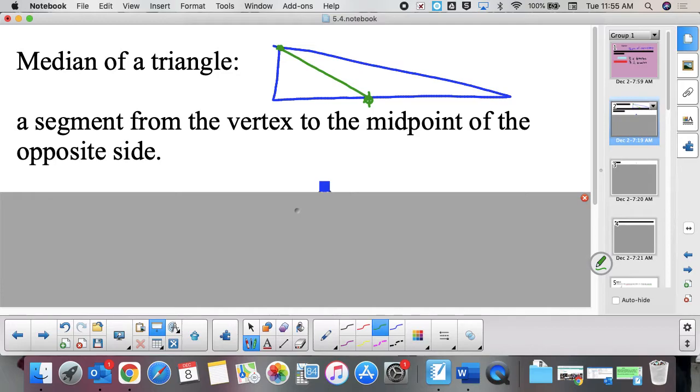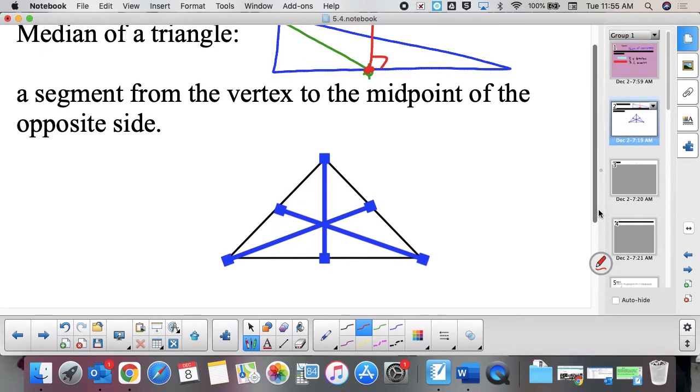Notice it's different than a perpendicular bisector. The perpendicular bisector went to the midpoint too, but it was perpendicular to it. It didn't have to start at the vertex. That's the difference between a perpendicular bisector and a median. In your triangle, there are three of them. Each goes from a vertex to the midpoint of the opposite side, so it splits that side in half. So that's what a median is.